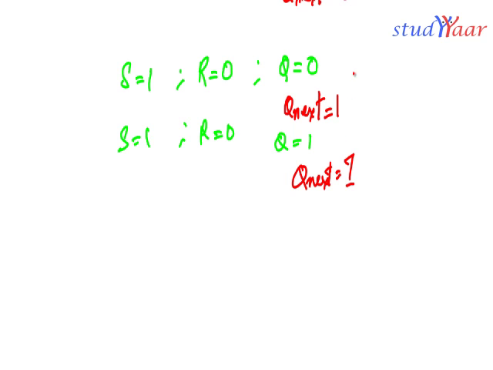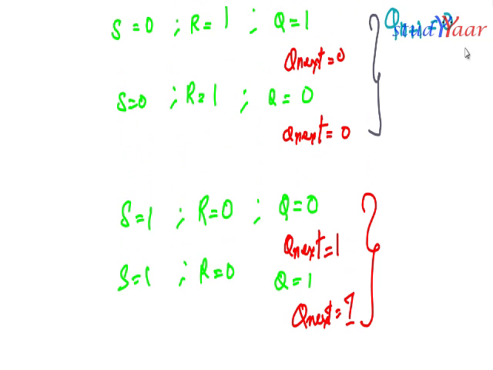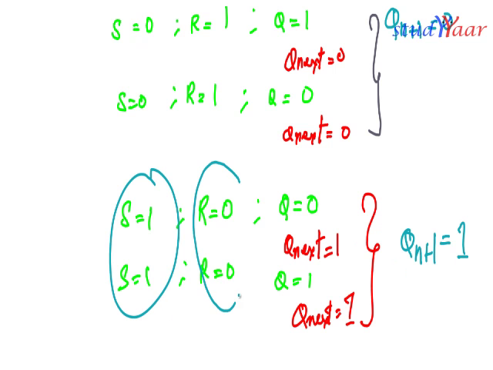So I can say over here, your qn plus 1 is going to be 1. This is your condition when s is equal to 1 and r is equal to 0, irrespective of your q value, irrespective of your previous state, your next state is going to be 1.